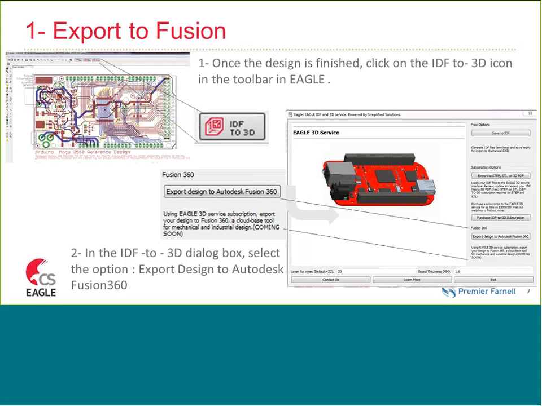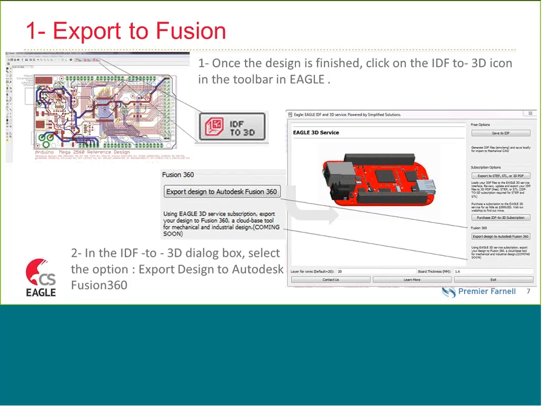We're working directly with Fusion 360, a cloud-based mechanical tool application by Autodesk. Basically, in Eagle, you have a button that now says IDF to 3D. This opens up that interface that you see on the right-hand side and allows you to save the file in an IDF format. It lets you export it in step file, and in the future, you'll be able to go directly to Fusion 360. If you decide to save the IDF file, that's a 100% compatible file, which you'll be able to upload into your SolidWorks session.